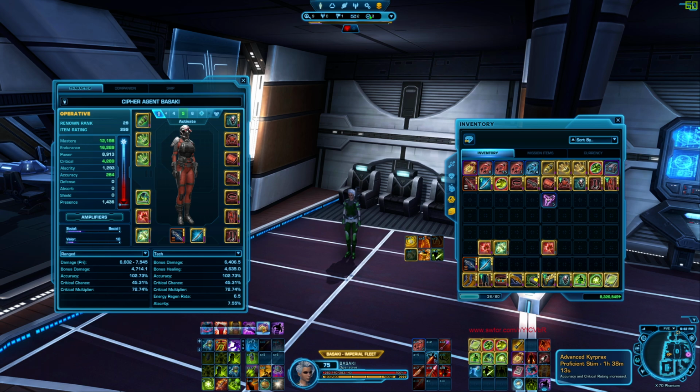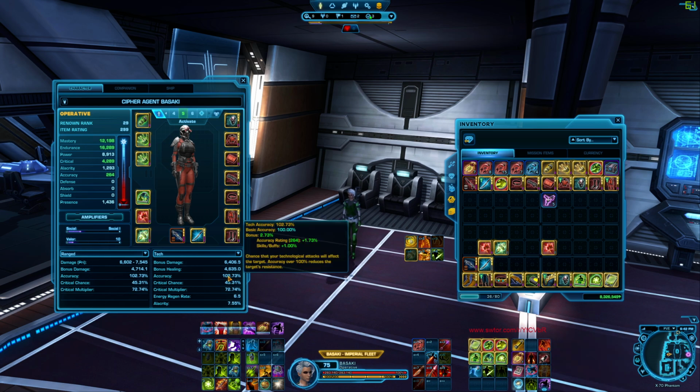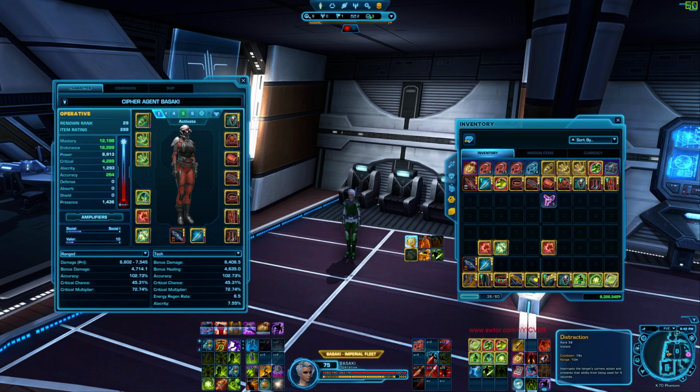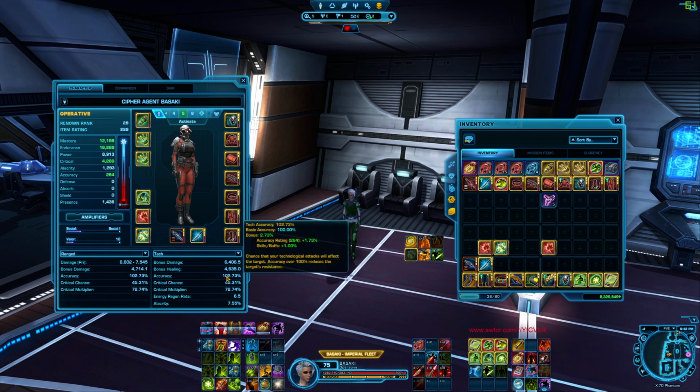But the reason I use it as well is because there are times right here when I'm going to need to interrupt, and that extra little bit of accuracy can make the difference between making or breaking that interrupt. Because as a healer, I don't want my interrupts to fail, and that does give me a little bit extra to help me not miss those interrupts on a boss should I need to.